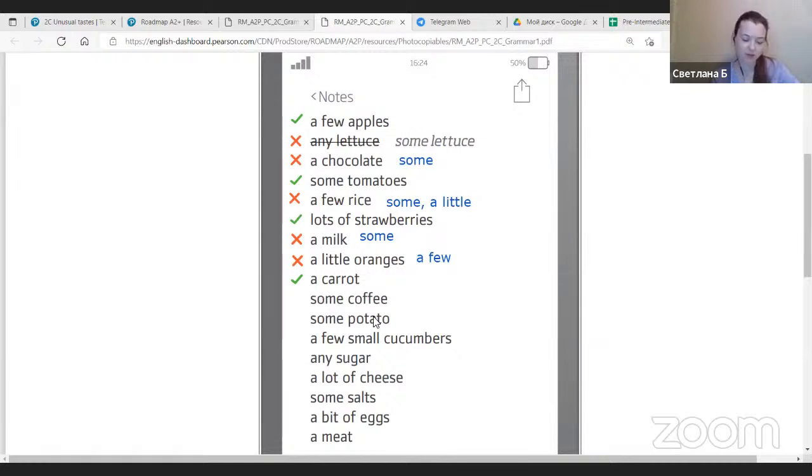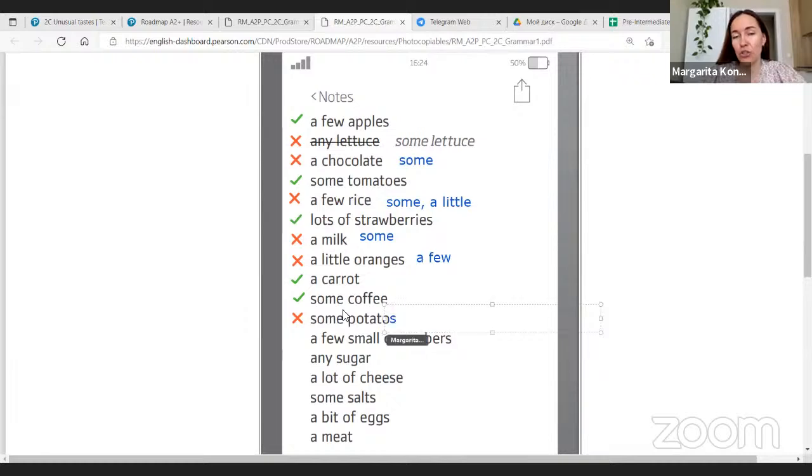Any coffee? Is it a negative sentence? No, I don't know why I wrote any. Some coffee. Okay. Potato. Some potato. A potato. Only one? One potato. Okay. Or if we have some, we will say some potatoes. A lot of potatoes or some potatoes, yes? Some potatoes, some number of them. The S is missing.